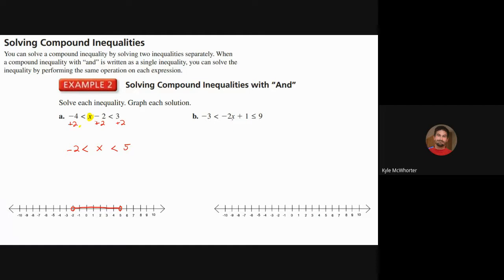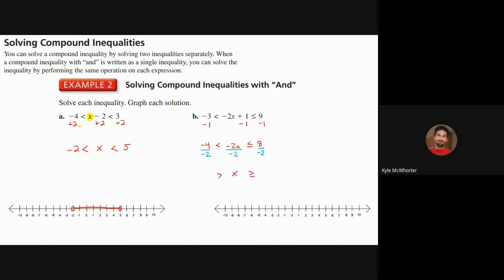For B, to get x by itself, we're going to need to start by subtracting 1 to get rid of this +1. So we have to subtract 1 from all three areas. -3 - 1 is -4. And we've got -2x, and then less than or equal to 9 - 1 is 8. Now in order to get the x by itself, we need to divide by -2. So dividing by -2 everywhere. And then we have to remember that when you divide by a negative, it flips the inequality signs. So this is going to be a greater than, this is going to be greater than or equal to.